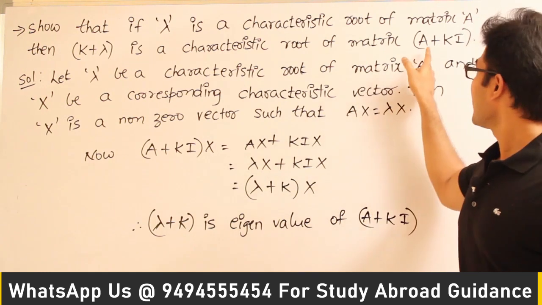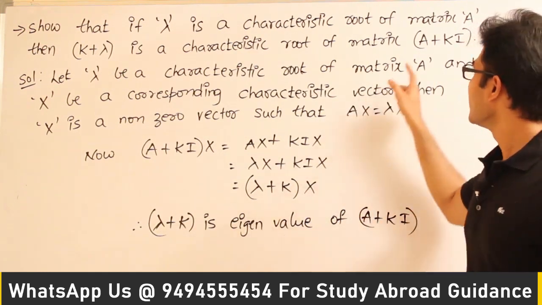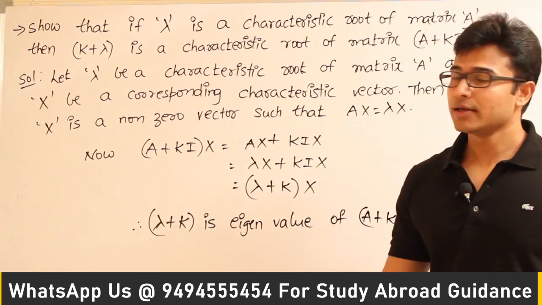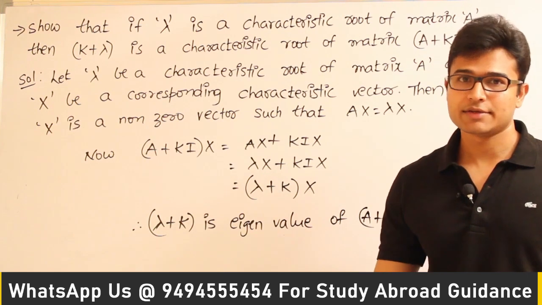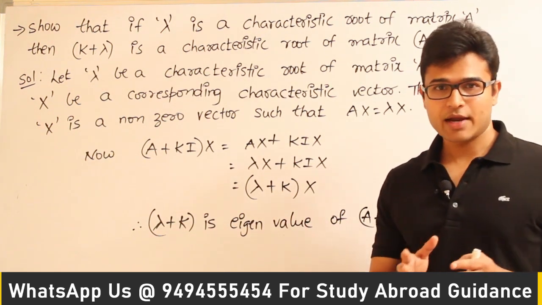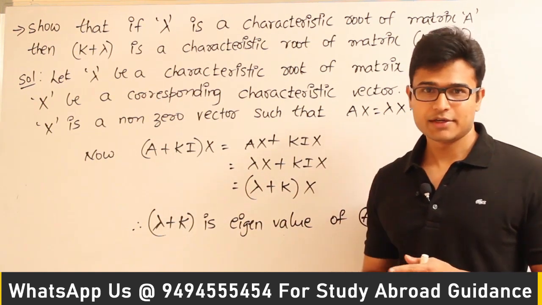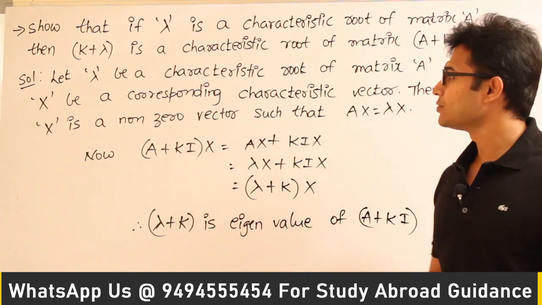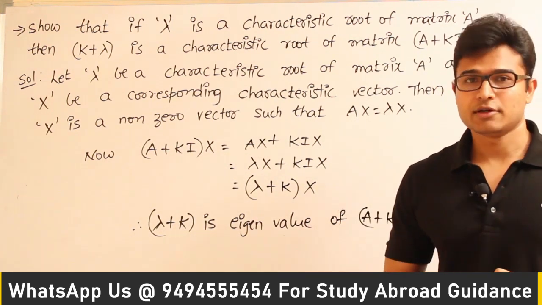If for the original matrix A the eigenvalue is lambda, then for this matrix A plus kI, the eigenvalues will be k plus lambda. That is what they are asking, which means if you increase the diagonal elements of a matrix by k, then the eigenvalues are also going to be increased by k. That is the meaning of it. Now let's try to prove it. Even if you don't remember the proof, just try to remember the statement, okay?